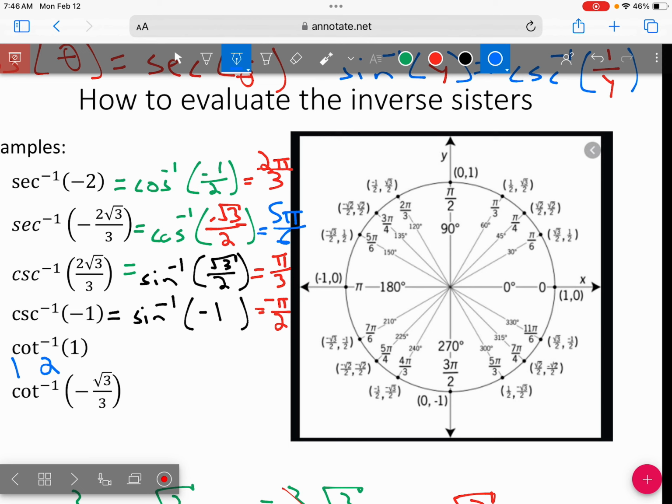So you just have to be careful. When we're evaluating inverse cotangent, we're going to follow the same pattern, but that inverse tangent at the end, we're going to be evaluating in quadrants 1 and 2. Don't worry, we'll go over that together.